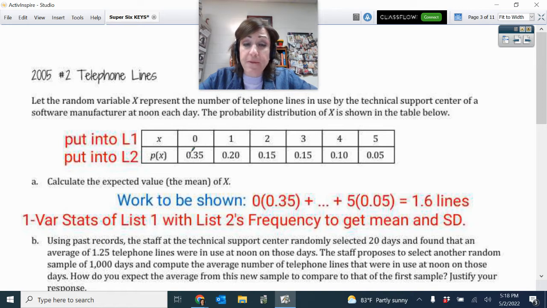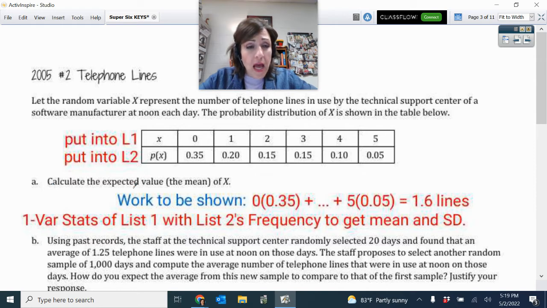And then you can see the frequency at which those happened. So 35% of the time, only 0 lines were in use at noon, and so on. 20% of the time, 1 line was in use at noon.